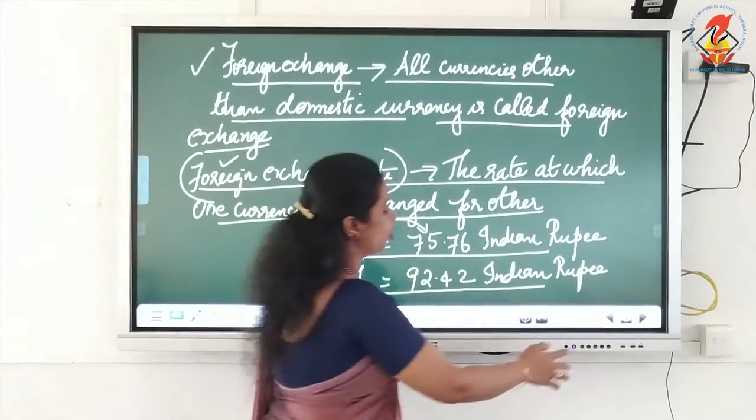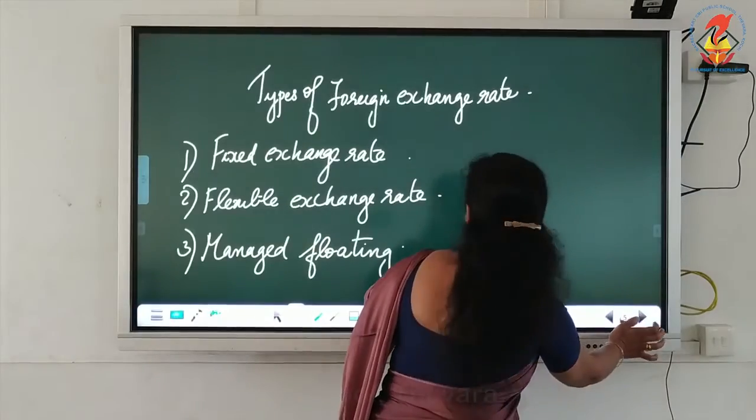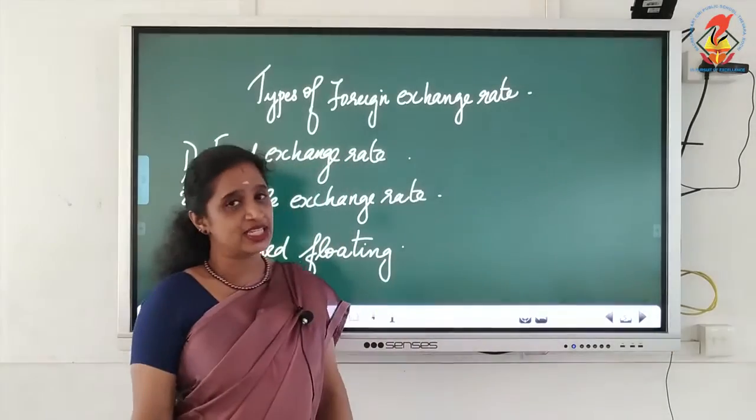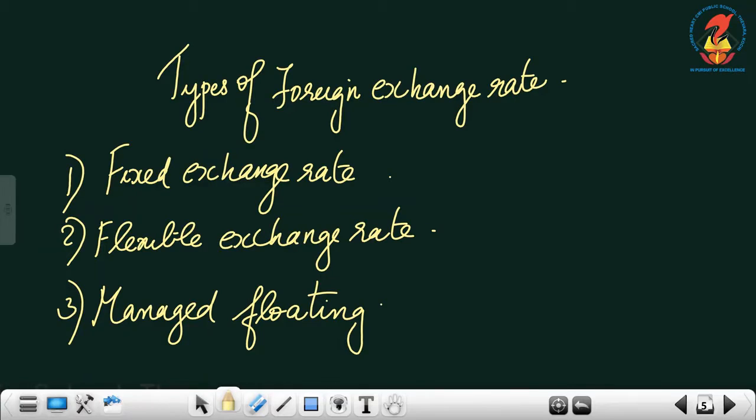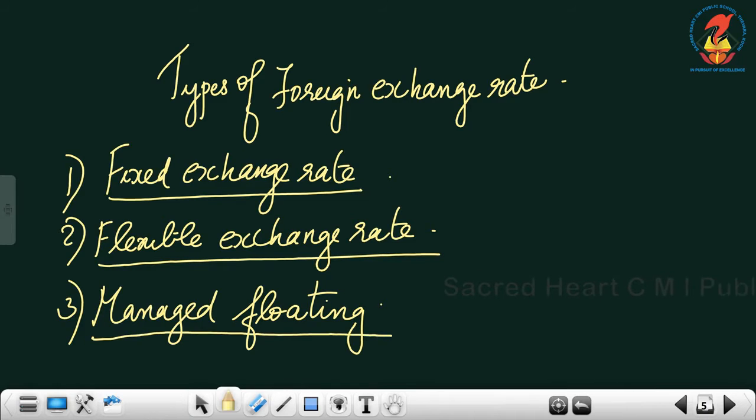Now, we will move on to the next topic, that is foreign exchange rate and its types. Mainly, we have three types of foreign exchange rate. The first one is fixed exchange rate. The second one is flexible exchange rate. And the third one is managed floating. These are the three types of the foreign exchange rate.